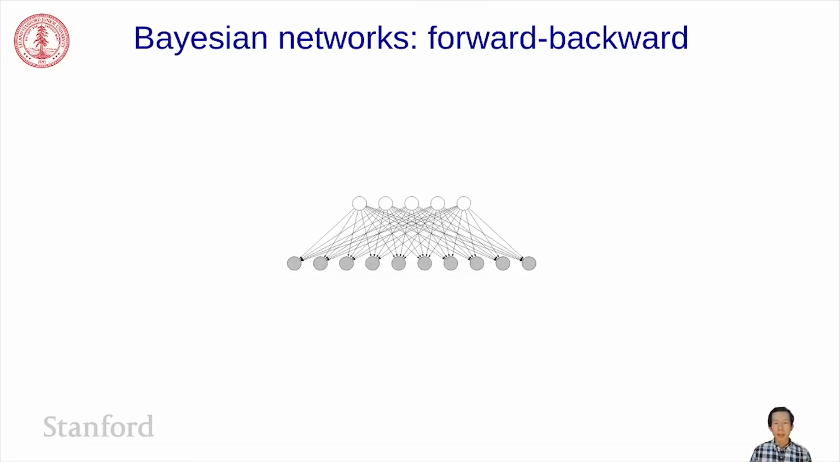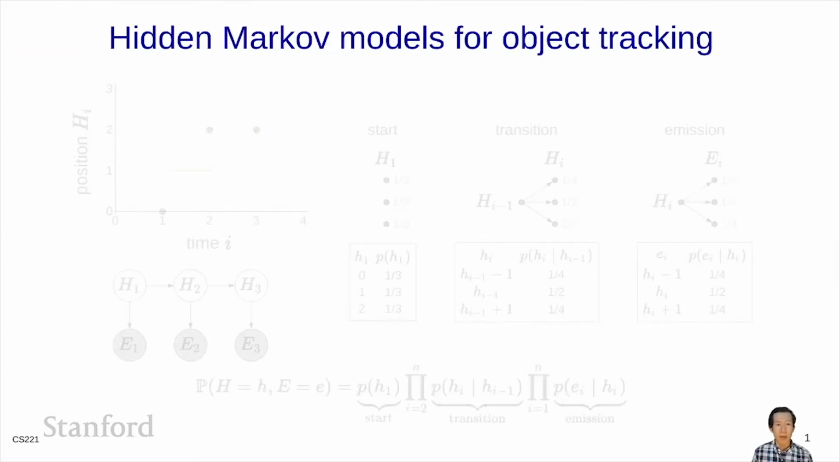Hi, in this module I'm going to introduce the forward-backward algorithm for performing exact and efficient inference in hidden Markov models, which are an important special case of Bayesian networks. So let's revisit our object tracking example now through the lens of hidden Markov models.